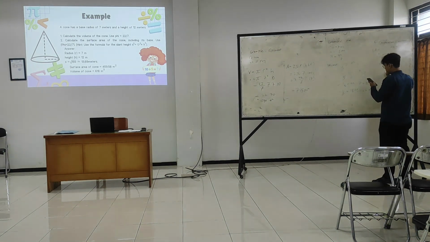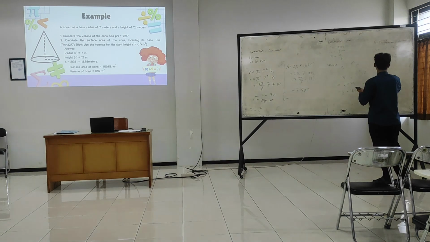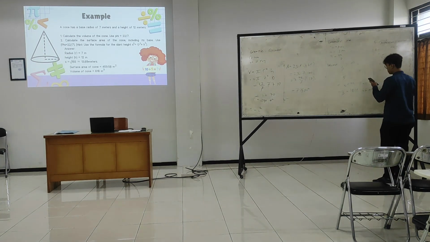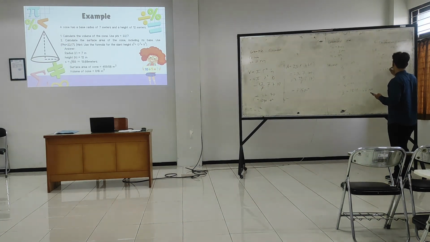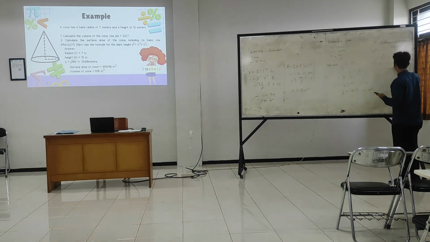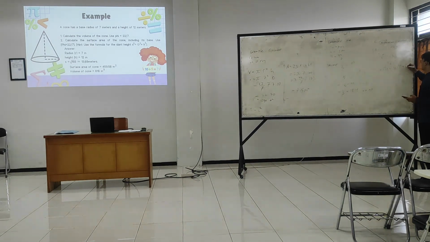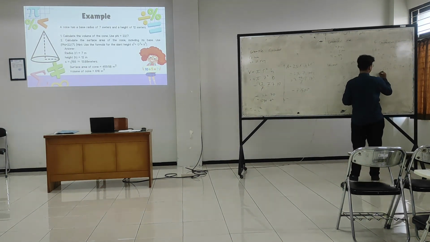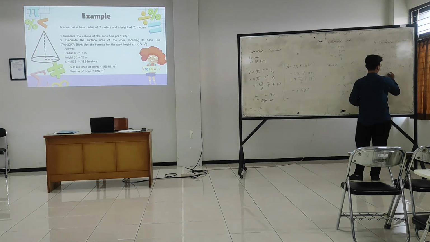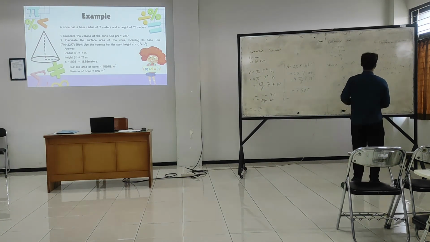Okay. So 49 plus 144. So the square root of 193, which is similar to 13.89 meters. So we know the S, and then we just put it into the formula.